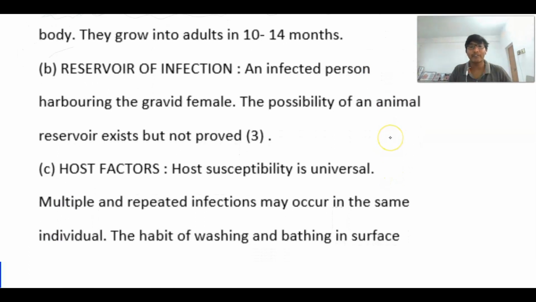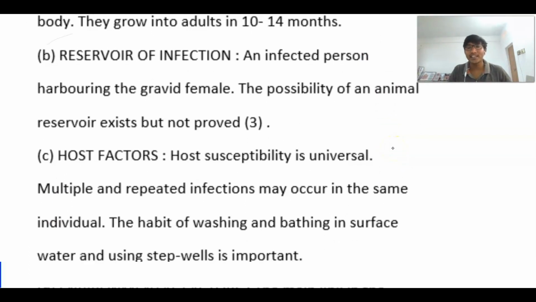Coming to the reservoir of infection. What is the reservoir of infection here? An infected person harboring the gravid female is a reservoir of infection. The possibility of an animal reservoir exists but it is not proved.